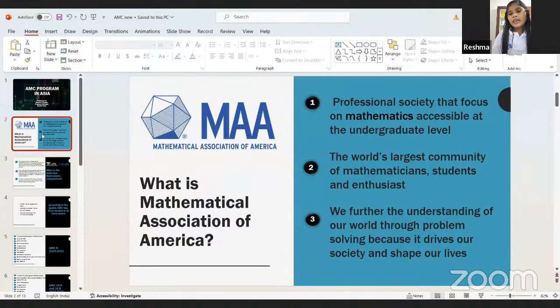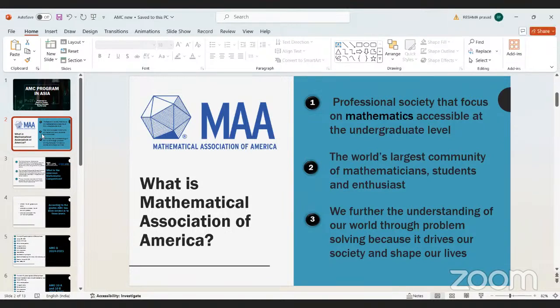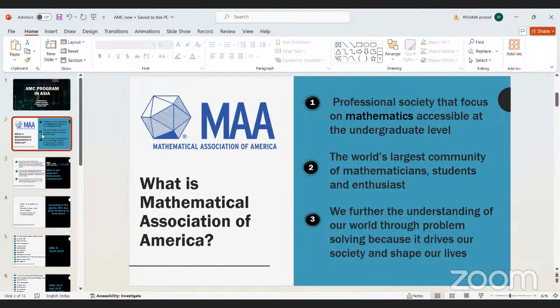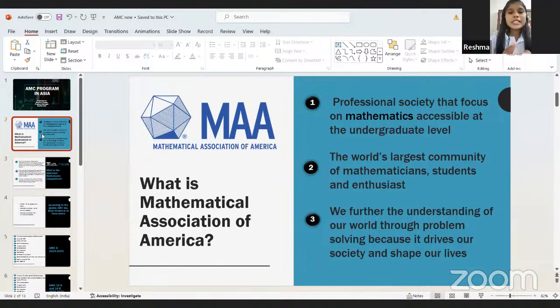Actually, Mathematical Association of America, MAA, is organizing this AMC competition. MAA is a professional society. It focuses on mathematics accessible at undergraduate level. So actually, MAA is the world's largest community of mathematicians, students, and enthusiasts. So MAA is organizing the AMC competition, that is American Math Competition.